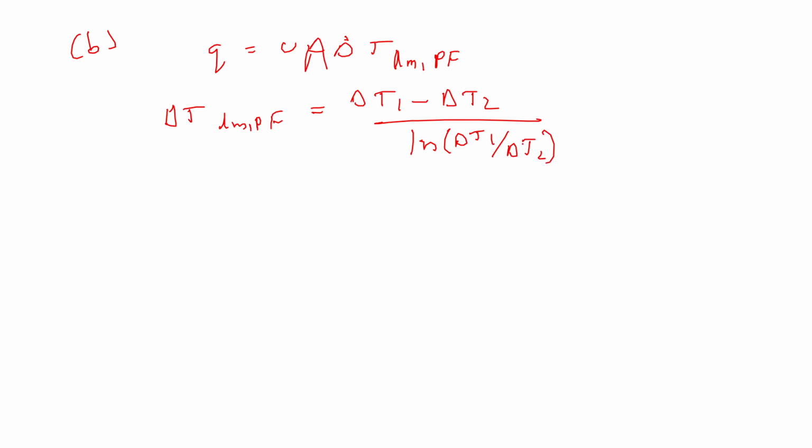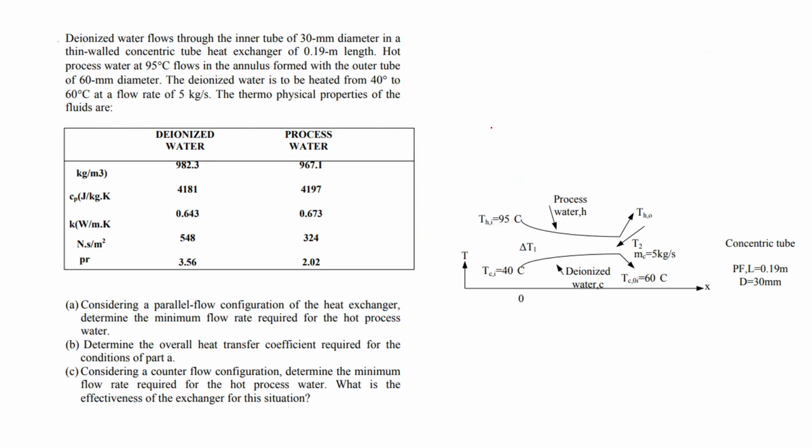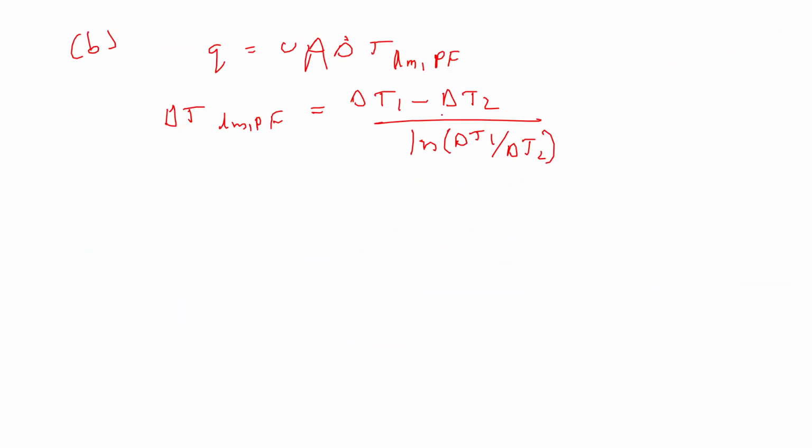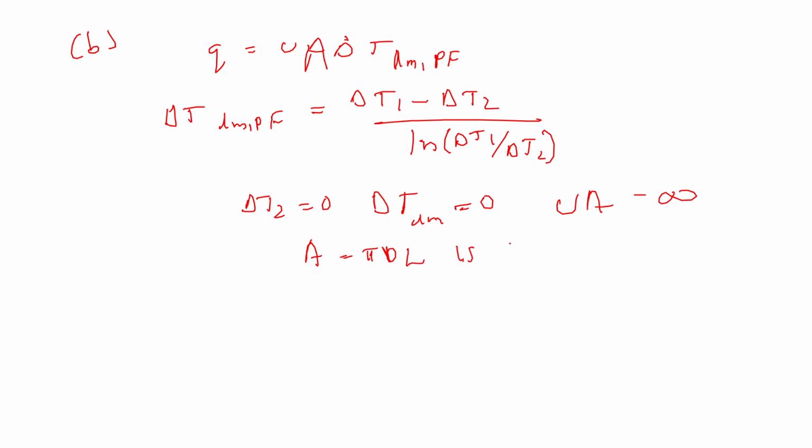It's nothing but the LMTD. So here, to determine the overall coefficient required for the condition we are considering, parallel flow, this formula came. Now here delta T2 is 0 and delta T LM is 0. So U times A will be infinity. Now A, we know that pi D L is finite. So U will be extremely large.